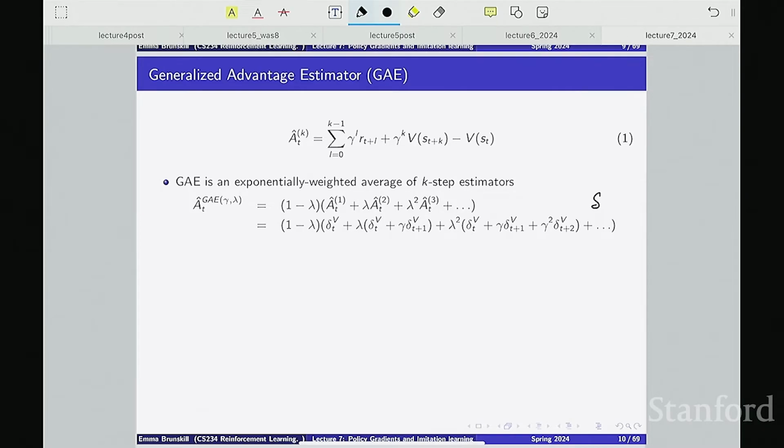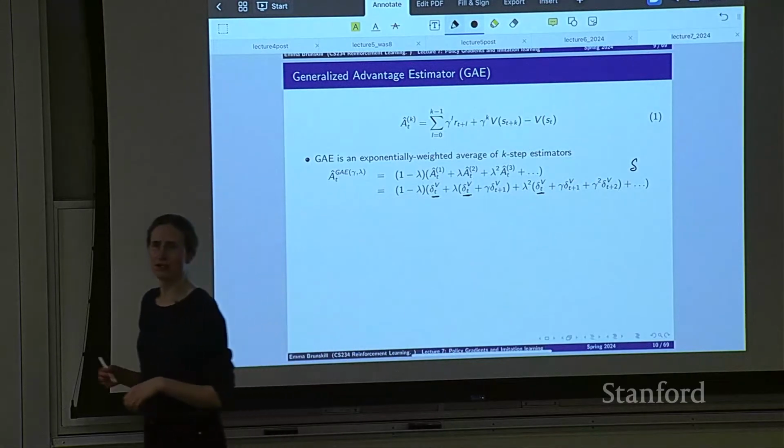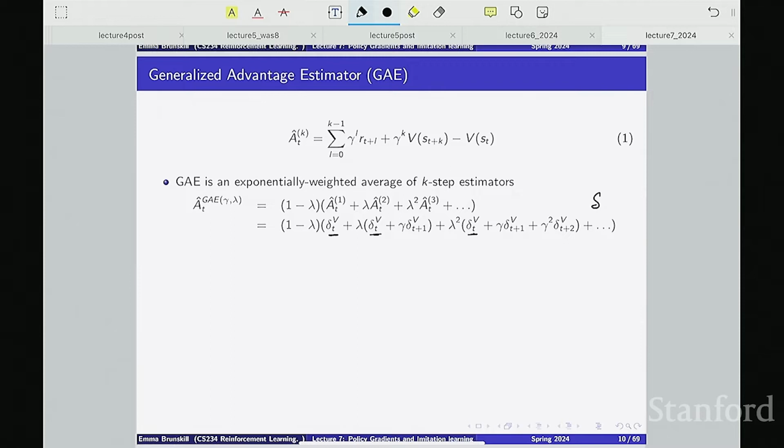Now what I'm going to see is that some of these terms appear a lot of times. This term appears in all of the advantages. The second one only appears in the second to the last one, etc. So I'm going to collect terms. I'm going to write this as follows. And this was introduced in a previous paper to PPO, and then PPO builds on it. Just notice what I've done there. I've noticed that I had this term.